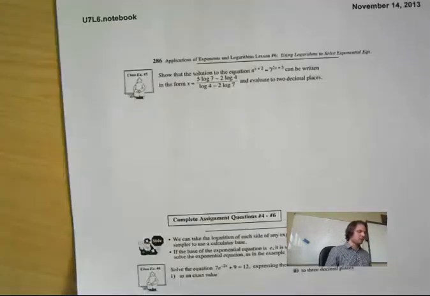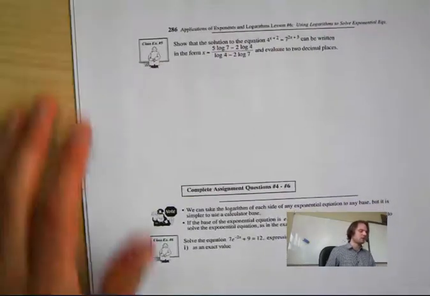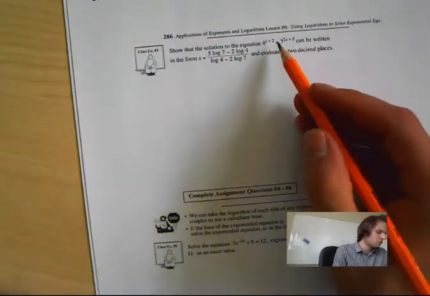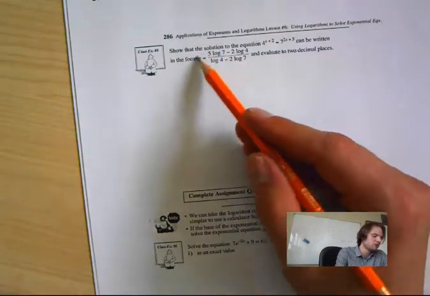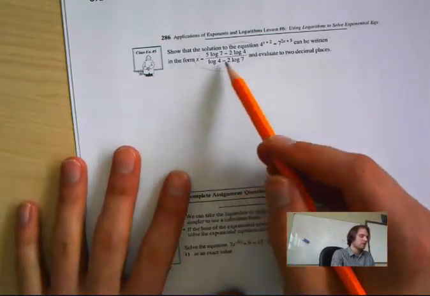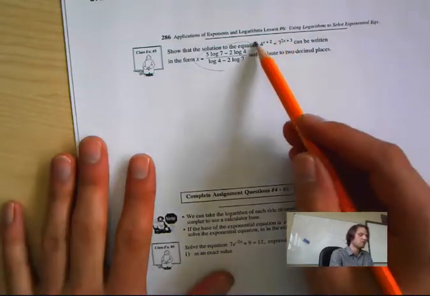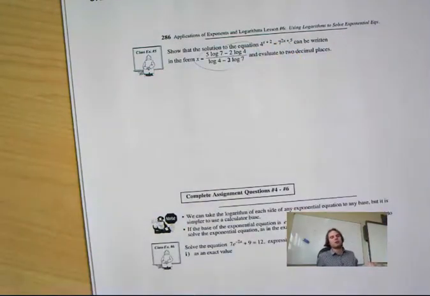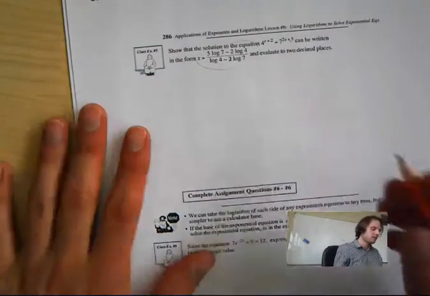Alright, so here, let's take a look at this next one. It wants you to put the solution in this form, okay? Can be written in this form. So evaluate. We first got to put the solution somehow into that form. So how do they get that and then evaluate it? So let's take a look.